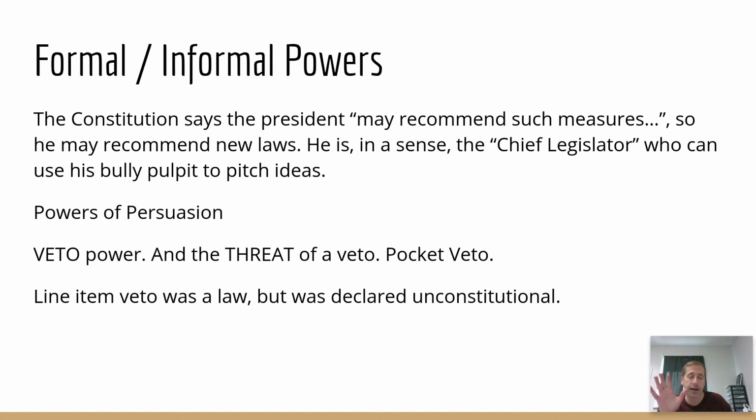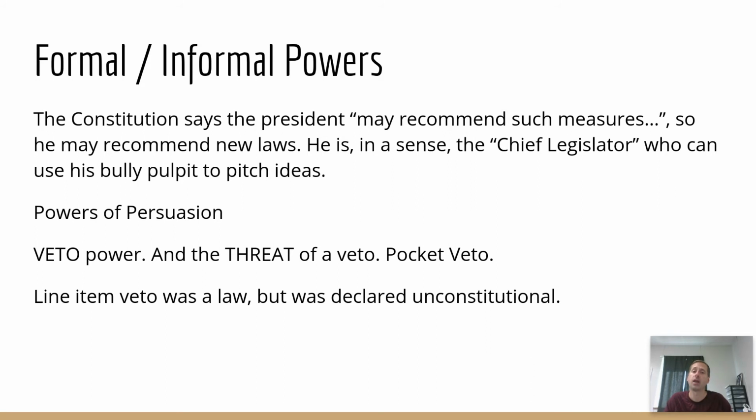Congress is going to have to think, okay, the president's threatening a veto. What do I do? Do we just pass it anyway and have the president veto it? Or do we change the bill so the president won't veto it? So the president can veto a bill, but he can also threaten to veto a bill, which is just as powerful. We actually had a law back in the 1990s called the line item veto.